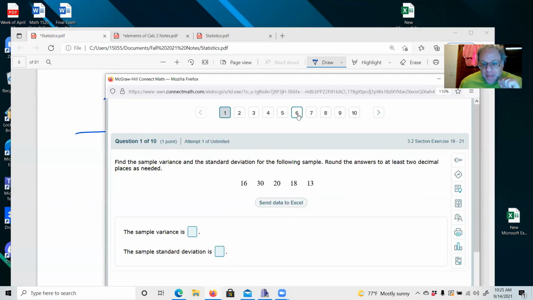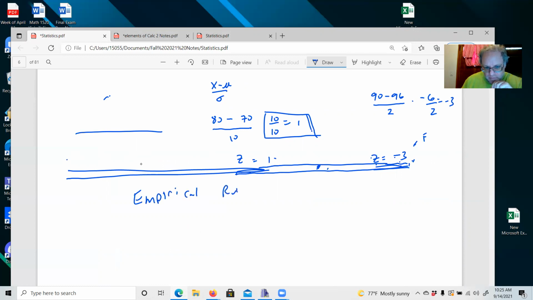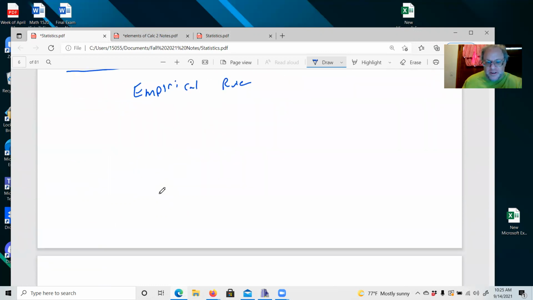So that's Z-score. And the reason why I want to tell you about Z-score, sorry for the length, is we want to talk about the empirical rule. This is something you do have to memorize. Now, this only applies to symmetric, bell-shaped distributions.